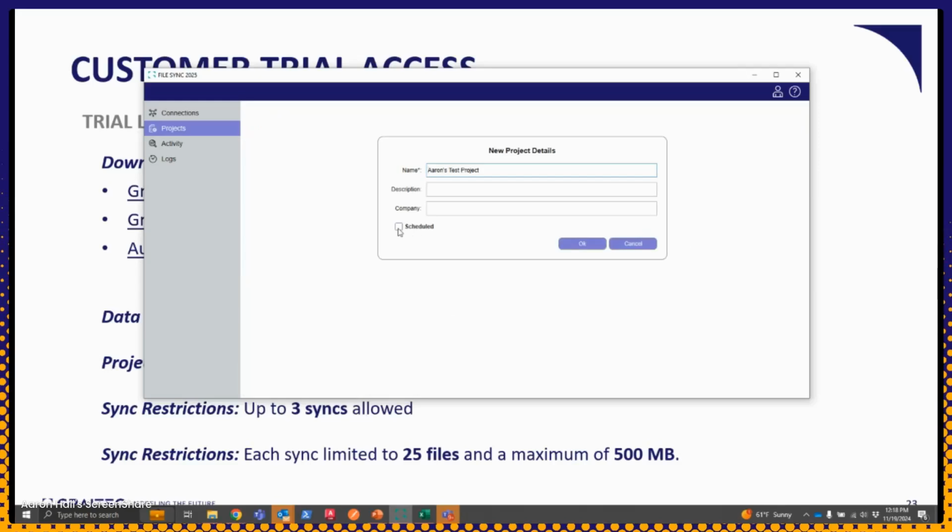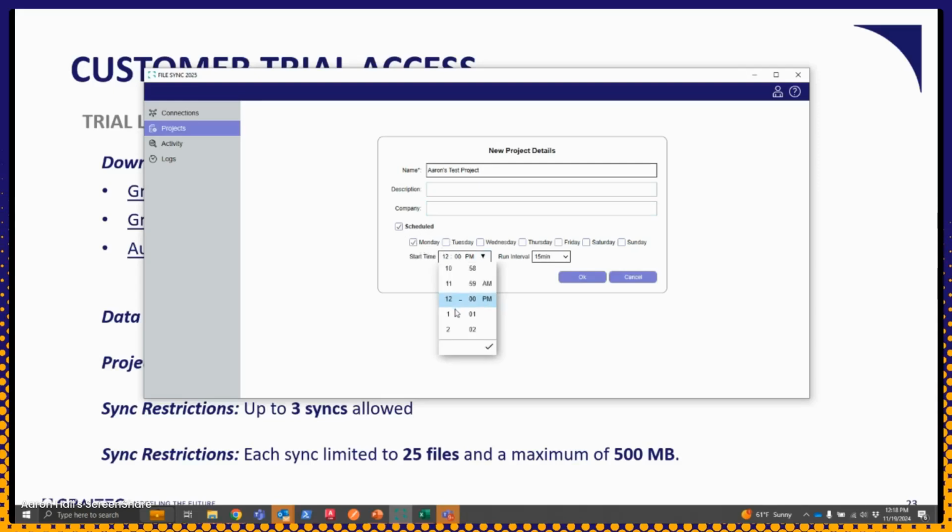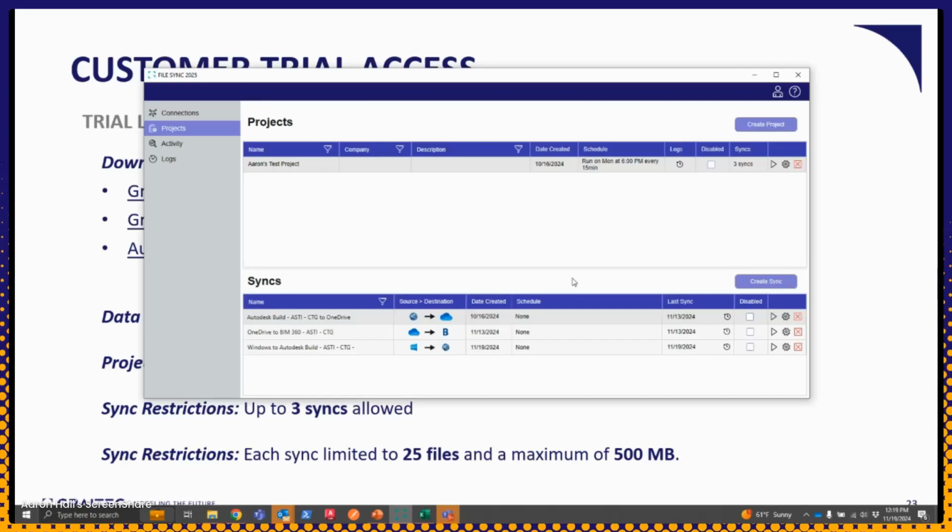If you click on settings here, this is where you can schedule. You can put in a further description. You can add company information to the project. If you click on schedule here, if we want to run Monday at 6 p.m., we can set that here. Well, didn't quite get it. Oh, you have to check mark it. Try this again. There we go. And then you can set the run interval. If you want to run every 24 hours, you can do that, or you can just leave this set to 15 minutes and hit OK. And it tells you run on Monday at 6 p.m. every 15 minutes. Now, that's a bit overkill. Maybe you want to set that up a little bit differently, but you can schedule these to run.